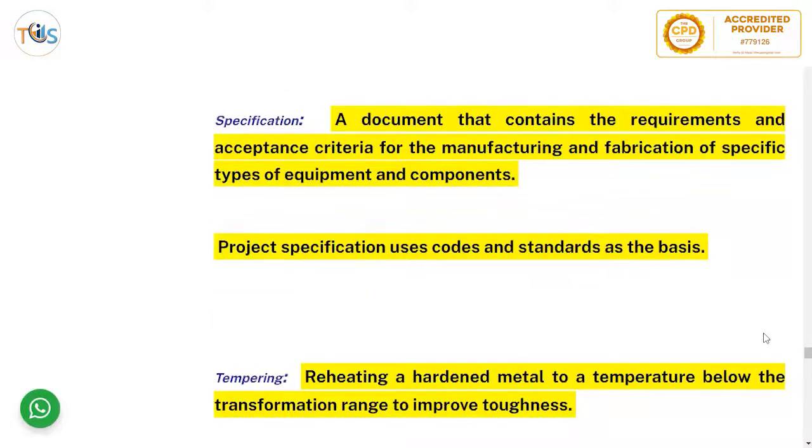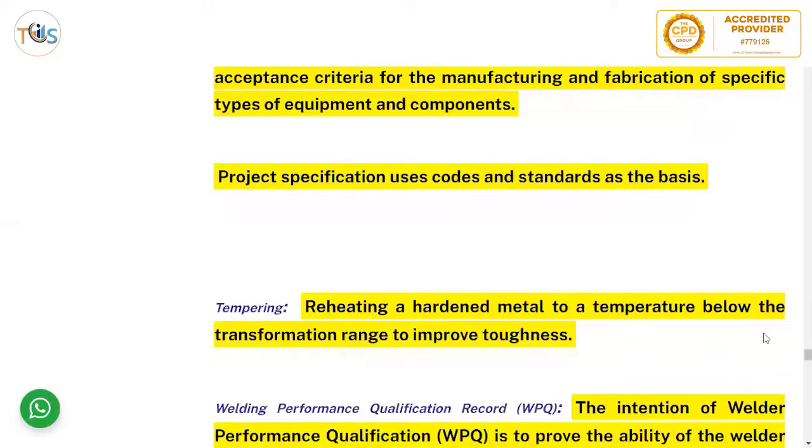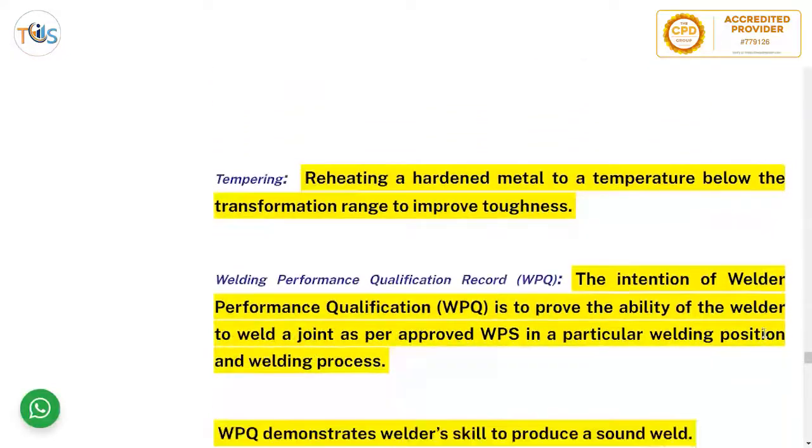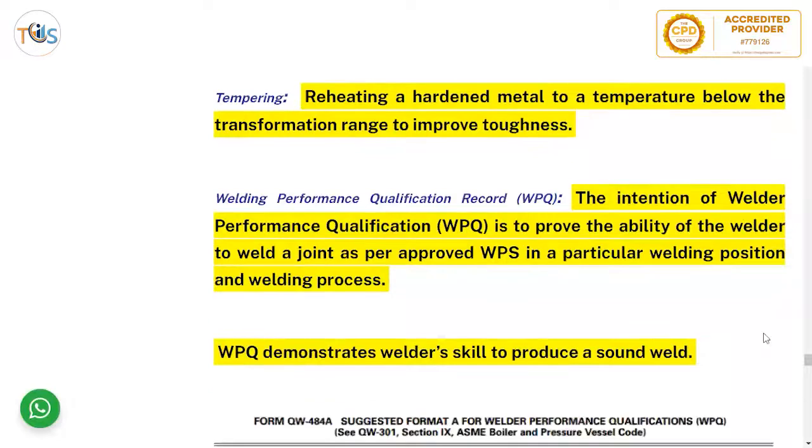And a specification is a document, normally from a project, that contains the requirements and acceptance criteria for the manufacturing and fabrication of a specific type of equipment and components. Project specification uses codes and standards as the basis. Tempering means reheating a hardened metal to a temperature below the transformation range to improve toughness. So it's below the transformation range and it's to improve toughness. That's what tempering is, to heat it.